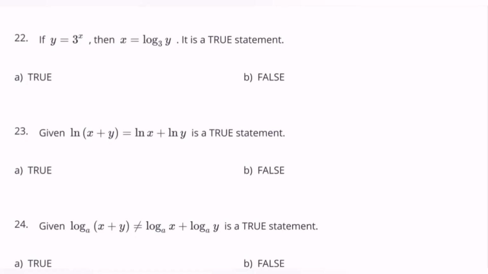Next, we have question 22. If y is equal to 3 to the power of x, then x is equal to log base 3 of the value y. It is a true statement. Referring to the situation where we have the indices form, rearrange or convert or transform the situation to log form, and we will have log base 3 of the value y is equal to x. So from here we can see it is a true statement. So the answer for question 22 is a true statement.